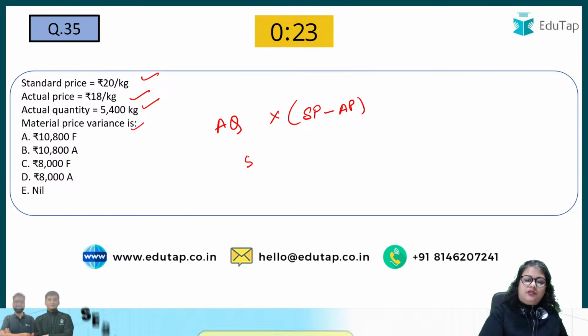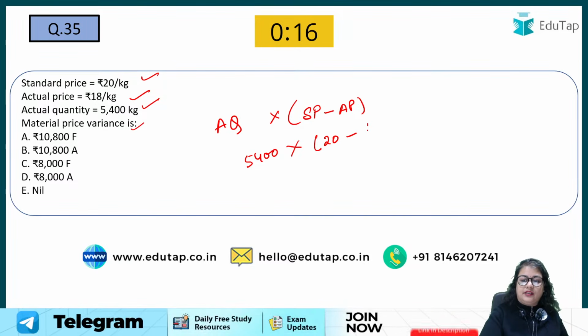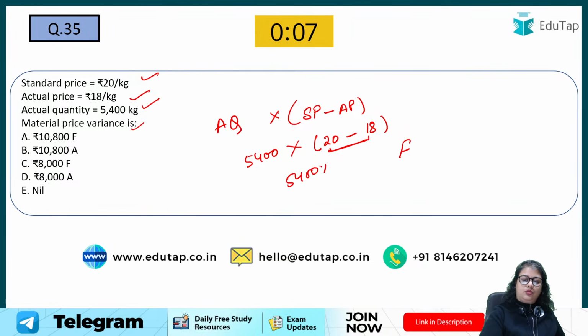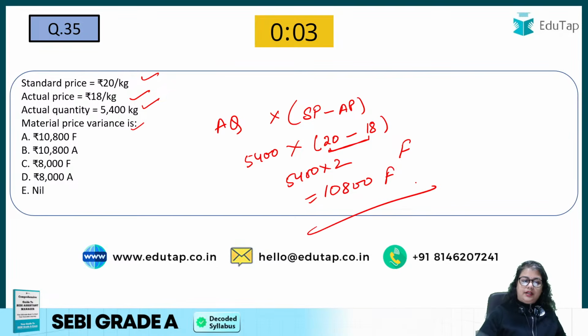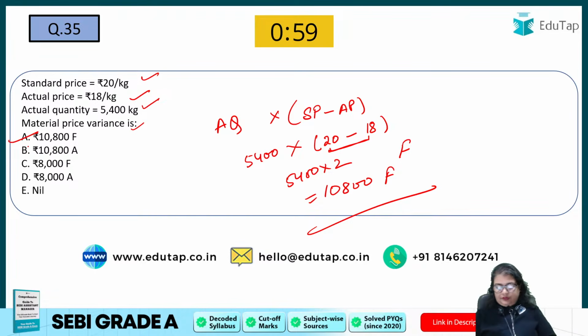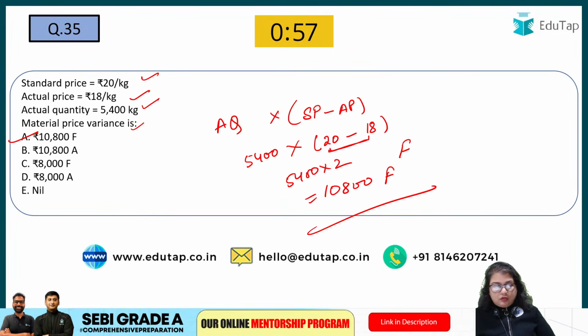So that is 5,400 into standard price 20 minus actual price 18. Of course, because the standard price is more than the actual price, this is favorable, right? So 5,400 into 2, that is 10,800 favorable. So the answer is A, 10,800 favorable. Someone is saying B also? No, it is not adverse, it will be favorable.